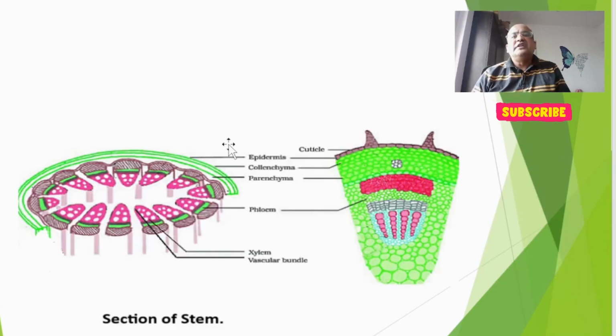So here you will see that different parts are seen in the section of the stem, where you will see epidermis, collenchyma, parenchyma, phloem, and all these things. So let's see things one by one.